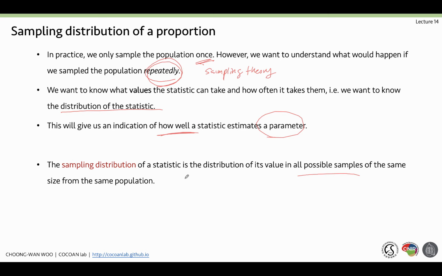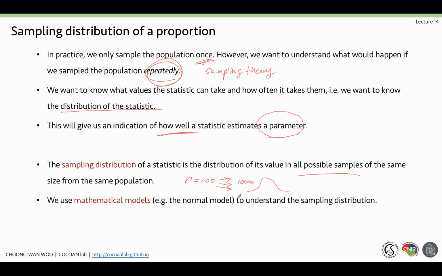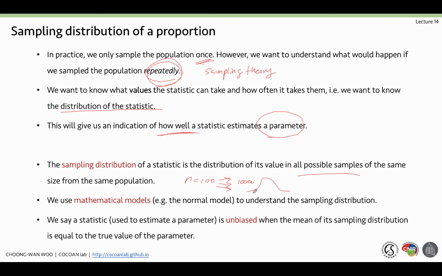So let's say you have a sample of n equal 100, and the sampling distribution is, let's say you keep sampling this size of sample, 100 from your population over and over, and you draw the distribution. That's the sampling distribution. Sometimes we talk about an unbiased estimate, and we say a statistic is unbiased when the mean of its sampling distribution is equal to the true value of the parameter.